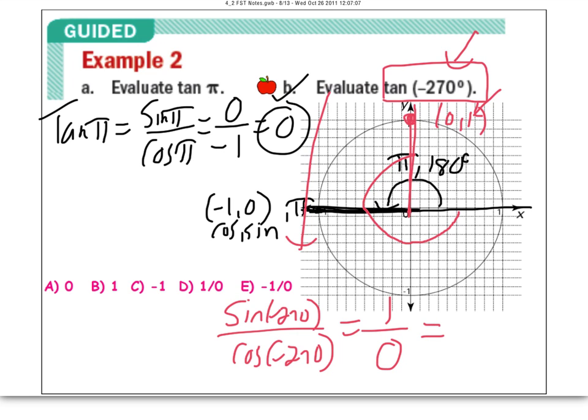Be careful. When you type this in your calculator, it can't compute it. This is undefined. Now, what does that mean numerically? Again, tangent is the slope of this line. The slope of a vertical line is considered undefined. So therefore, the tangent of -270 degrees is undefined.